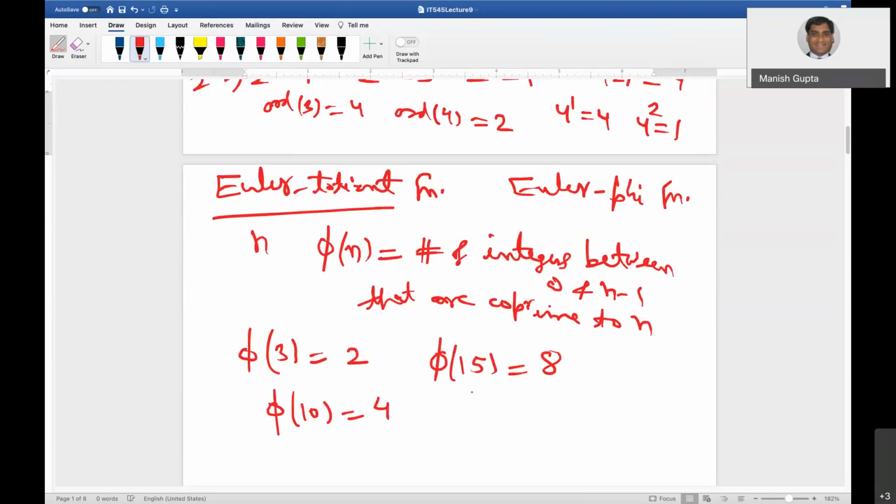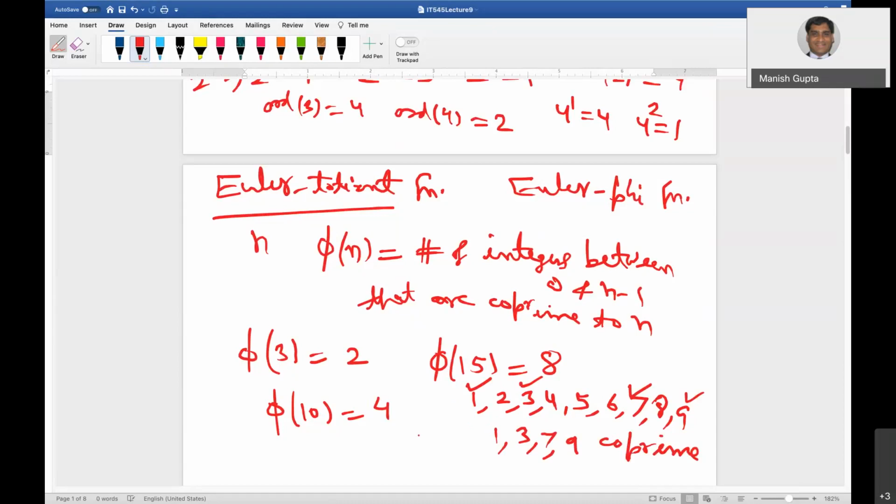So you can write down numbers like 1, 2, 3, 4, 5, 6, 7, 8, 9, right? So these are the positive numbers less than 10, and we need the ones whose GCD with 10 is 1. So 1 qualifies, 3 qualifies, 7 qualifies and 9 qualifies, right? The GCD with 10 is 1, so the numbers are 1, 3, 7, 9, which are co-prime. Therefore phi of 10 is equal to 4.